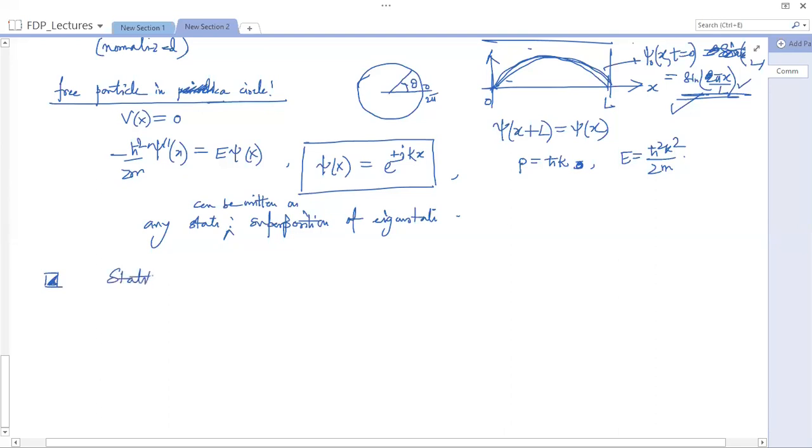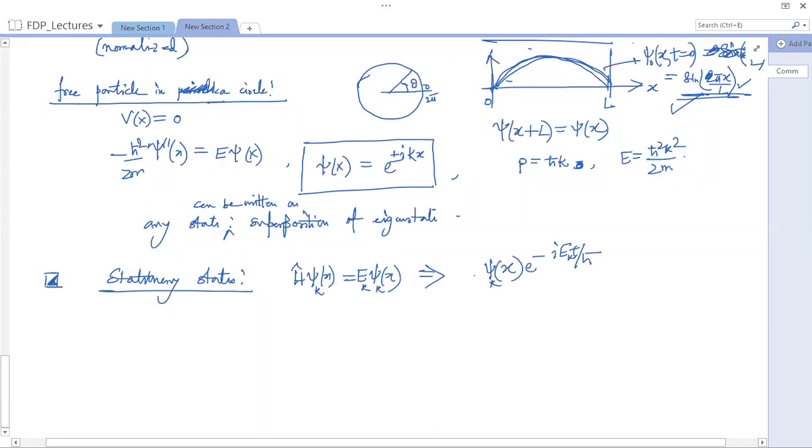I had the concept of the stationary states. Now, if I have H of psi of x equal to E psi of x, and this is the eigenfunction equation, so I will have E_k psi_k of x, then I know the corresponding states move like psi_k of x e to the power minus i E_k t by h bar. That's the time evolution of the state corresponding to each eigenfunction.